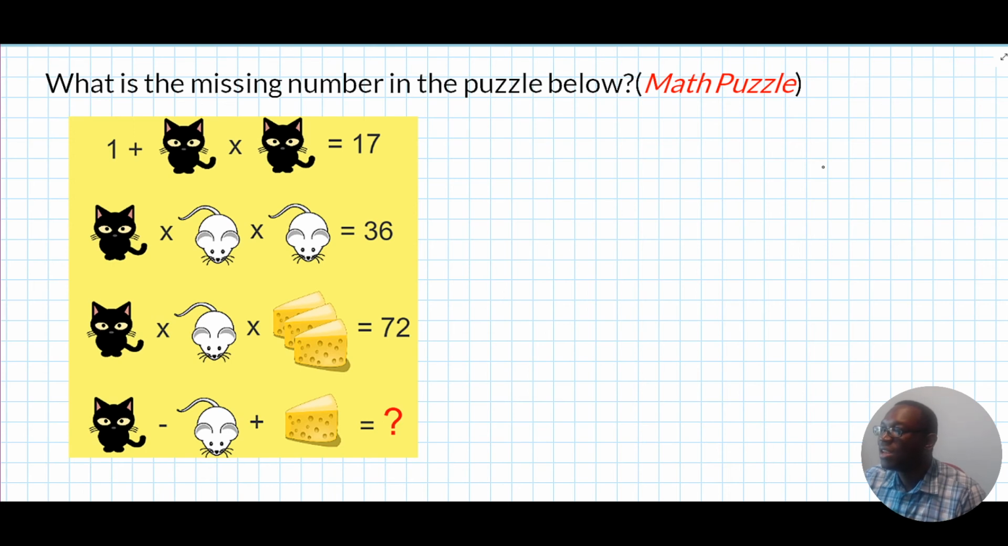So what is the missing number in the puzzle below? What is the missing number? Let's see. Okay, I'll wait for you all to... I chose some that were not too difficult today.